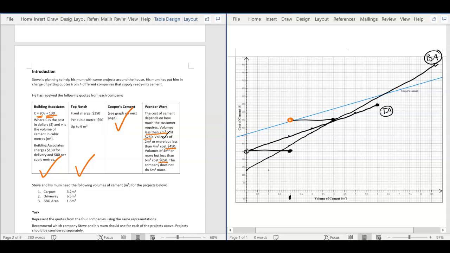And then finally we do the same for 650, which is all the way up here. There's our hollow dot. It goes across to 6, and it goes there. And that one there we've got a label. That there is WW Wonderworks. So we've graphed our 3 ones.